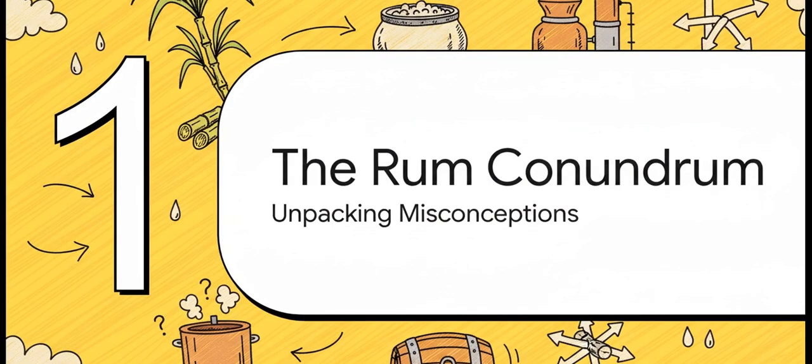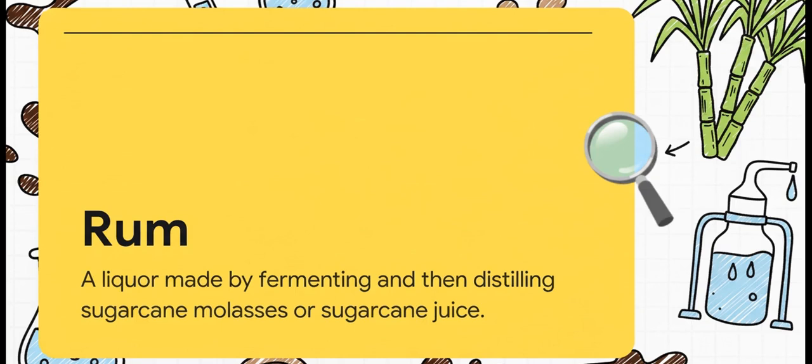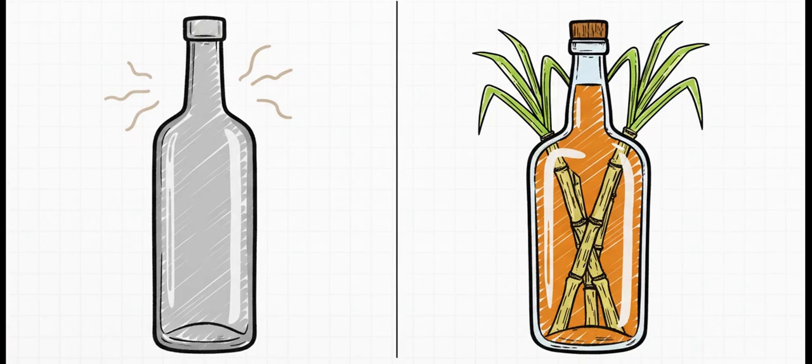First up, the rum conundrum. Let's really unpack why this spirit has earned this reputation for being so misunderstood. It really all comes down to one simple thing: the sugarcane plant. Every single drop of rum, it doesn't matter where it's from or what it looks like, it all starts right here, either from fresh juice or a byproduct like molasses. And that's a key distinction you have to make.